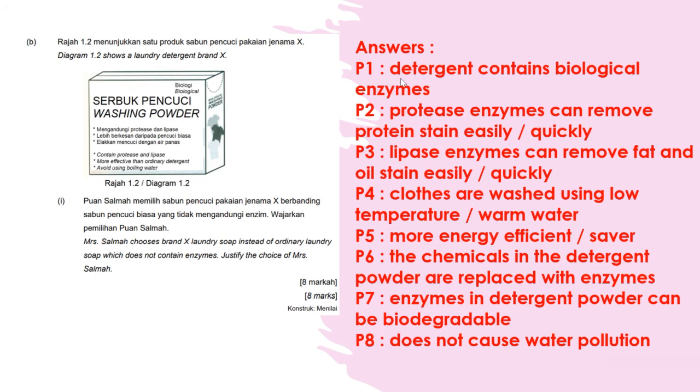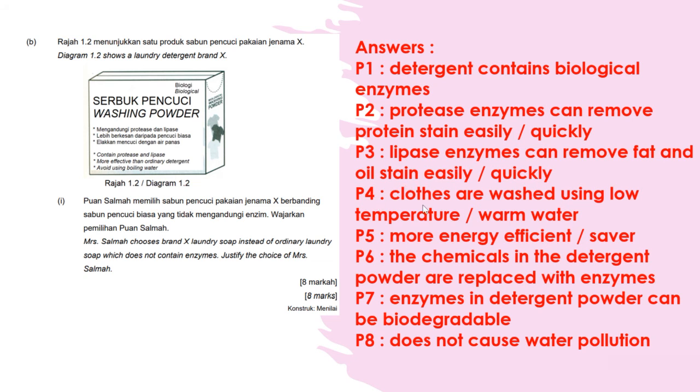Okay, first point, the detergent contains biological enzymes. You have to state that this detergent contains biological enzymes, and you can write examples of the enzymes, which are protease and lipase. Okay, point number 2, protease. What is the function of the protease? You have to state the function: protease enzyme can remove protein stains easily or quickly. Whereas in point 3, lipase enzyme can remove fat and oil stains easily or quickly.